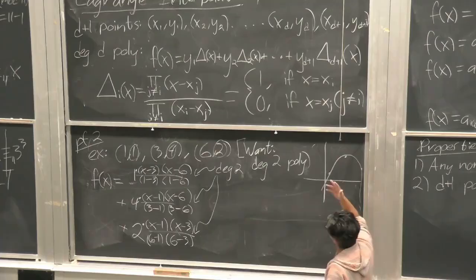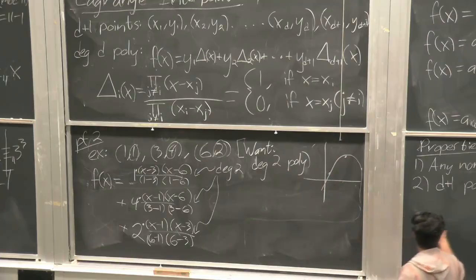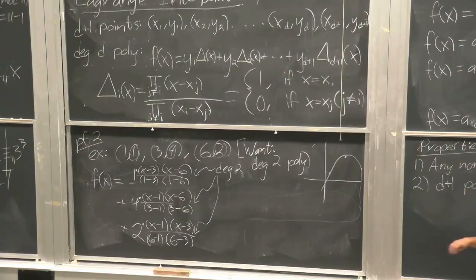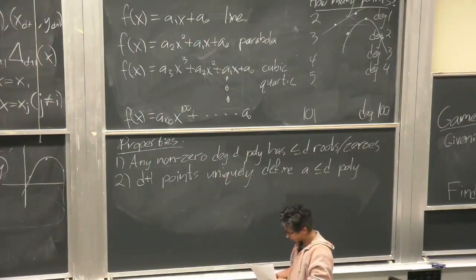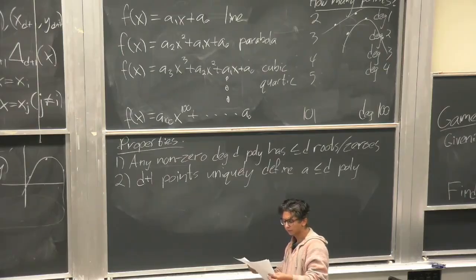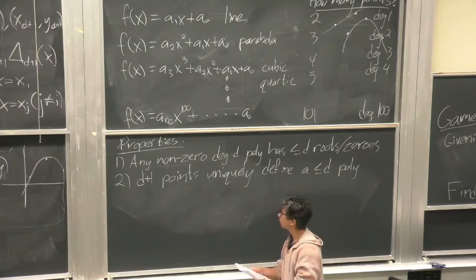So you can always do this. So why is this a proof of 2? It's because you could take any d plus 1 points, do Lagrange interpolation, and end up with a degree d polynomial that interpolates all of them. Let's see, do we have time to prove uniqueness? We might, but I'm going to do a quick diversion before we do that. No, let's prove uniqueness.